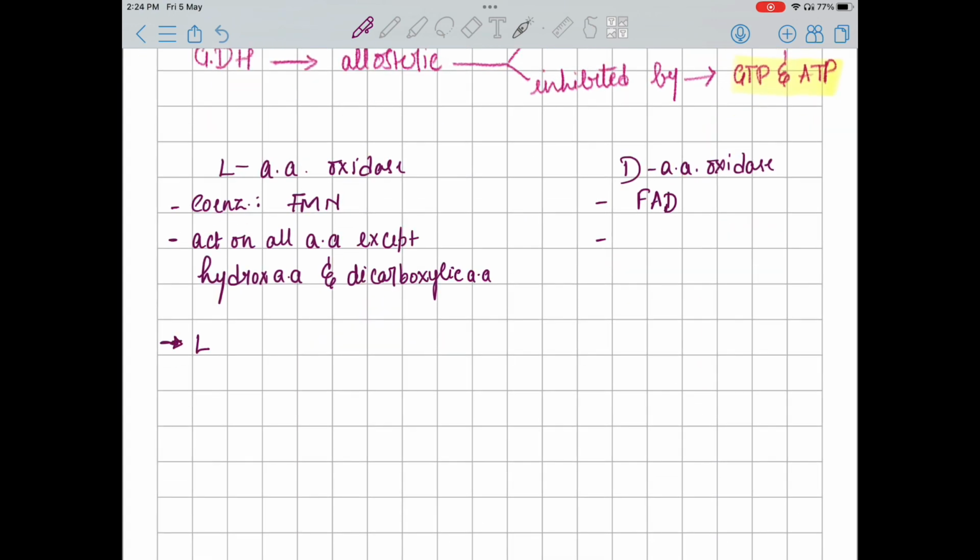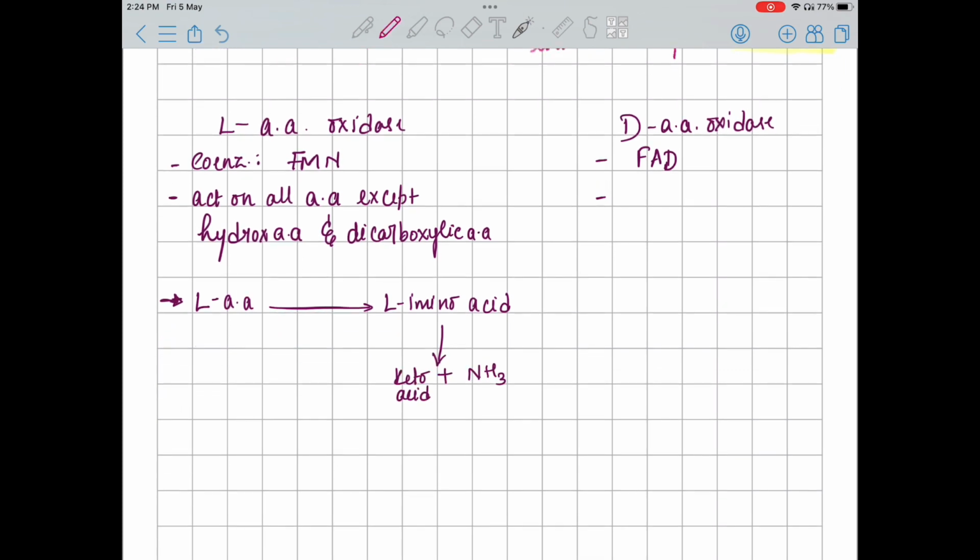The other thing that we need to know is that when there is L-amino acid present in our body, this enzyme converts it into L-amino acid, and this L-amino acid can convert into keto acid. Along with that, an ammonia is released. This ammonia again enters the urea cycle. So this is how L-amino acid in our body is broken down to give ammonia.